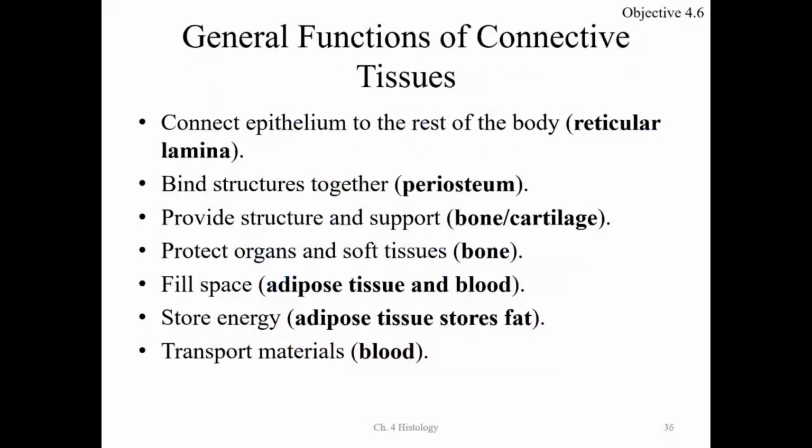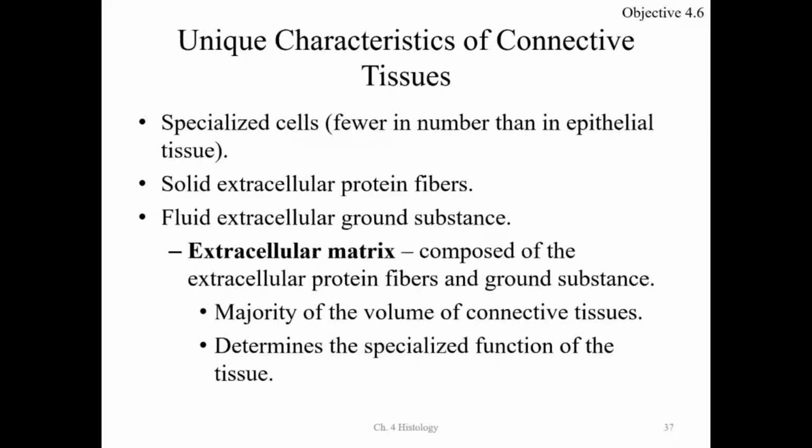It provides structure, things like bone and cartilage. It helps protect organs and soft tissue, like bone does. It helps to fill space, like adipose does. It helps to store energy, like adipose stores fat, and it transports materials like blood. Blood is a connective tissue, okay? All right. Now, one of the things that's unique about these connective tissues, so epithelia, it was all basically pink blobs with purple dots, okay?